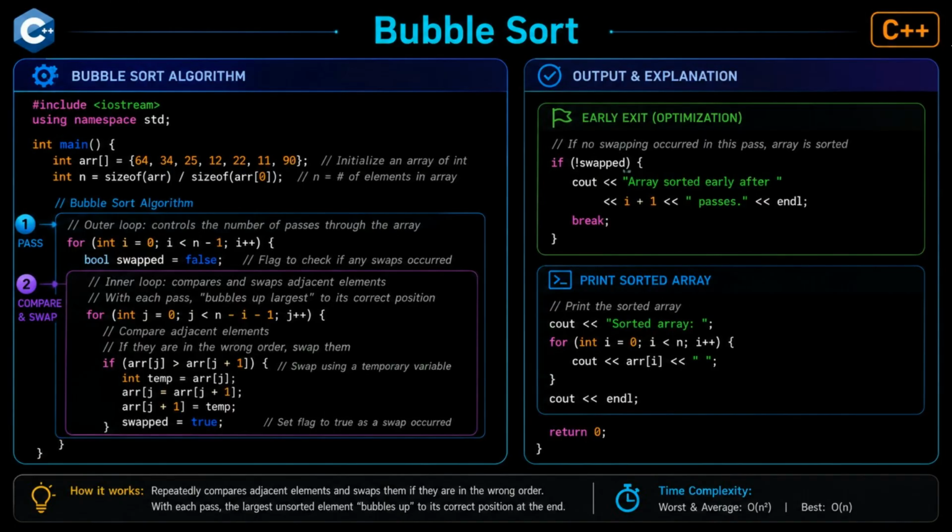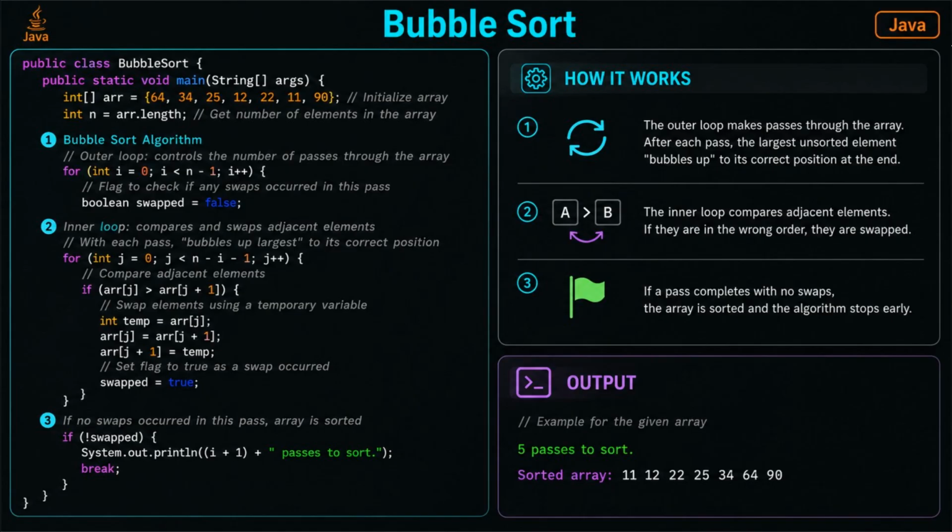Here's bubble sort as actual C++ code, sorting 64, 34, 25, 12, 22, 11, 90. The outer loop controls each pass, the inner loop compares and swaps adjacent elements, and a swapped flag tracks whether any swap happened in that pass. If not, the array is already sorted, and the loop breaks early rather than running all the remaining passes for nothing. Here's that same bubble sort logic in Java.